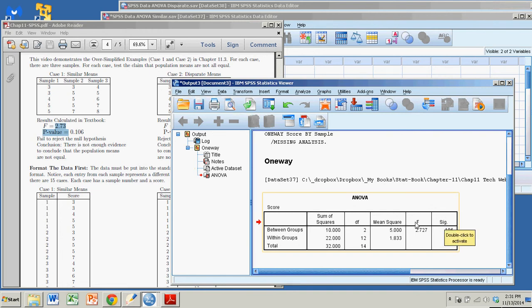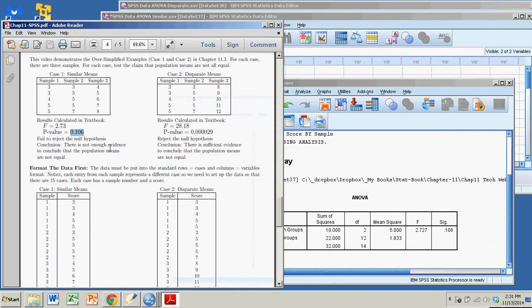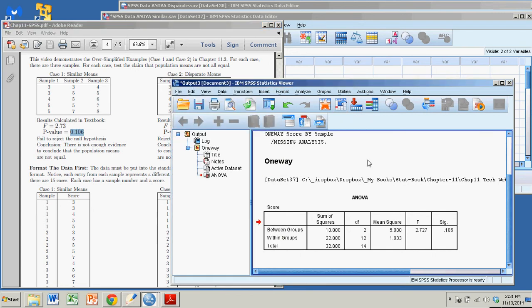And in the textbook, we also calculated the variance between groups and the variance within groups, which in this context they call the mean square between groups and within groups, and we got those same values. Doing it by hand, if you read that page or we went over it in class, is a lot of work. So it's nice to have SPSS do that for you.